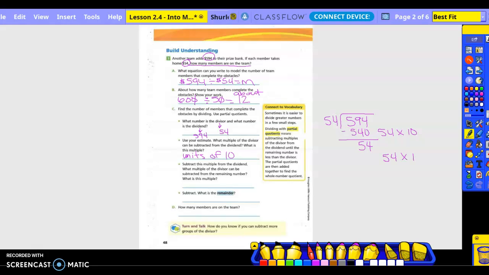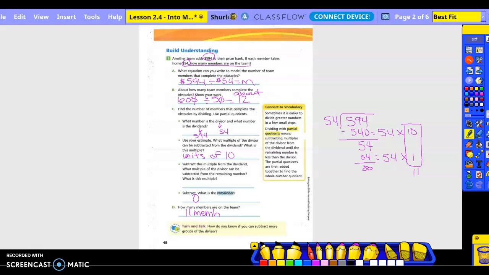And do you see how I put it right by those things, guys? Does that help me keep everything organized? Yes. So equals 54. Nothing left over. So I'm going to put that in there. 10 plus 1 is 11. Okay. And we went ahead and subtracted out. Do we have a remainder? Nope. It's 0, right? So how many members?